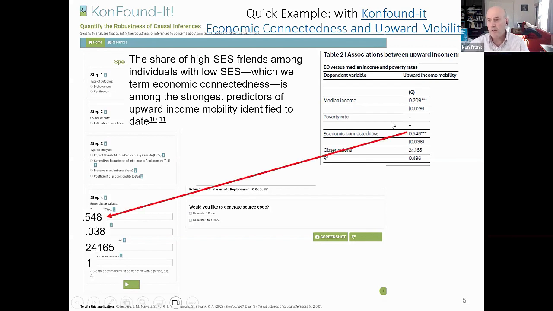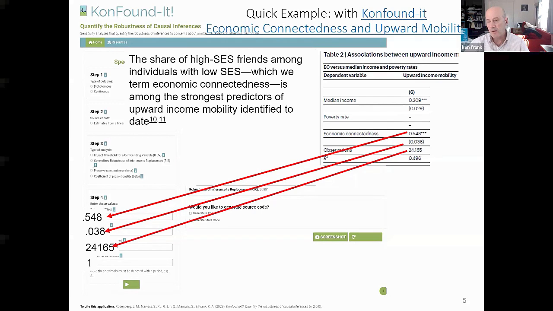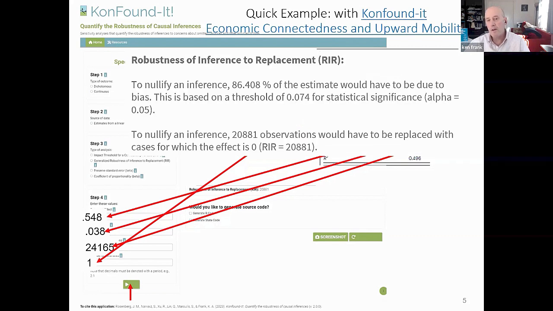So we are going to take this coefficient of 0.548 and enter it into our Shiny app, along with the standard error of 0.038, a sample size of about 24,000, and one covariate. All I did was take a published table and extract key pieces of information from it, and you'll learn how to do this. We'll have time to do this using the app, but I just thought I'd show you now how it's done. Then we click run, and we find out that to nullify an inference, about 86% of the estimate would have to be due to bias. That's using statistical significance as a threshold for inference, which we can talk about.